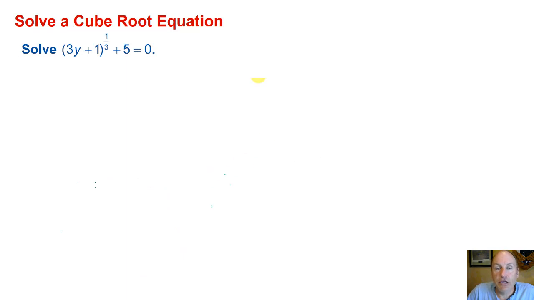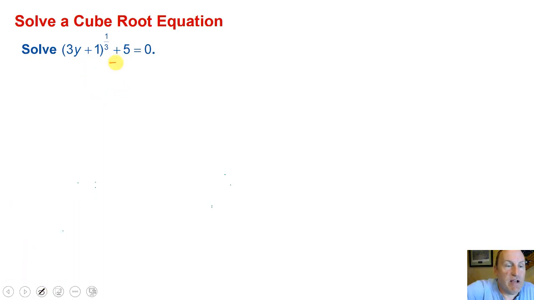Let's look at a cube root situation. So we have the quantity 3y plus 1 to the 1/3 power plus 5 equals 0. So we want to isolate this 1/3 part, okay? Because it's essentially like a radical. Because you'll recall from our previous screencast, this is exactly the same as the cube root of 3y plus 1.